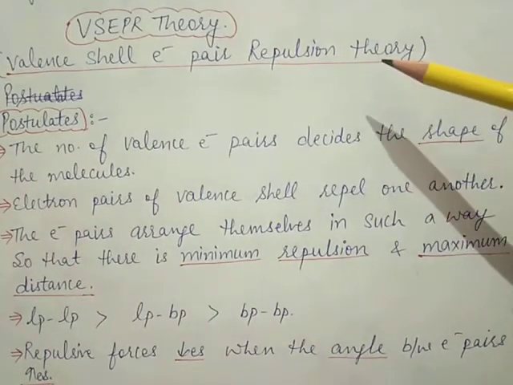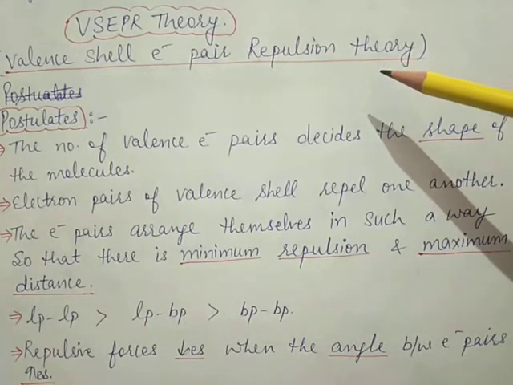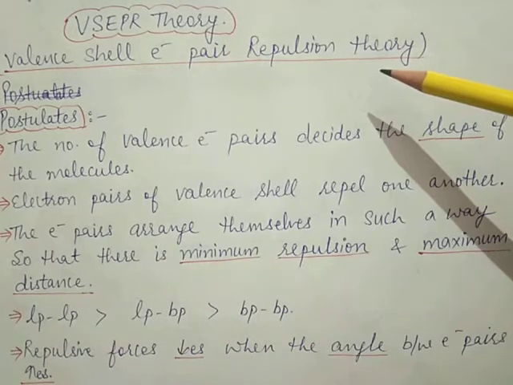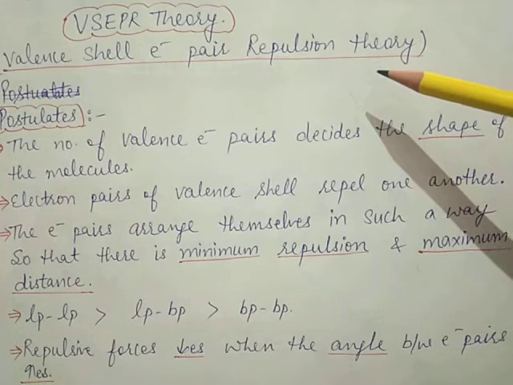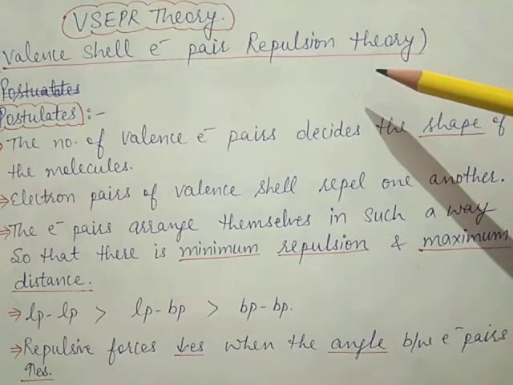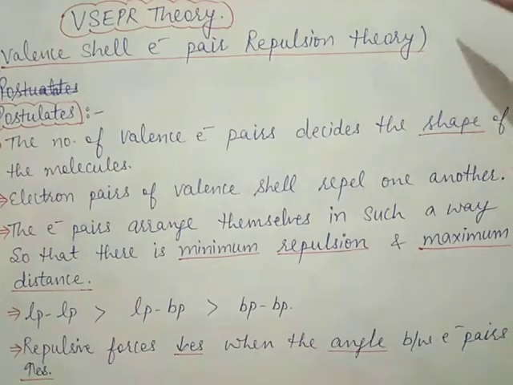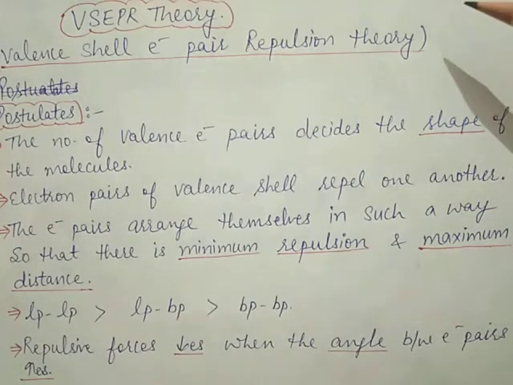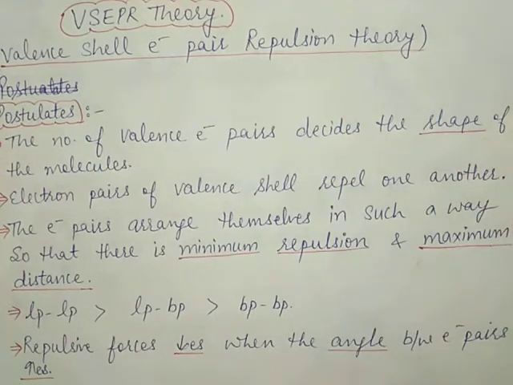Now with the help of VSEPR theory, we can easily decide the shape of the molecules. The geometry of the molecules depends only on the total number of electron pairs present around the central atom of the molecule. Electron pairs means total bond pair plus lone pair, and that decides the geometry of the molecule. Here we take an example.